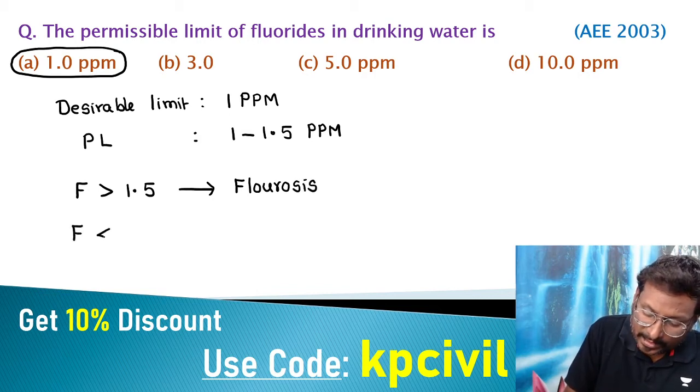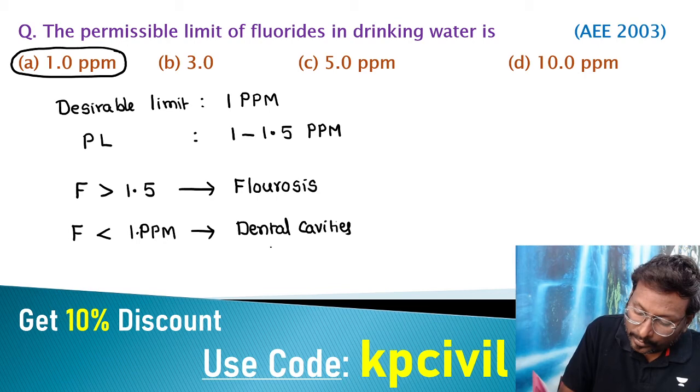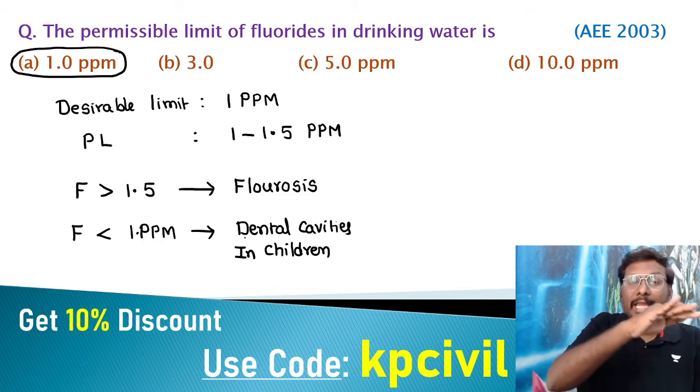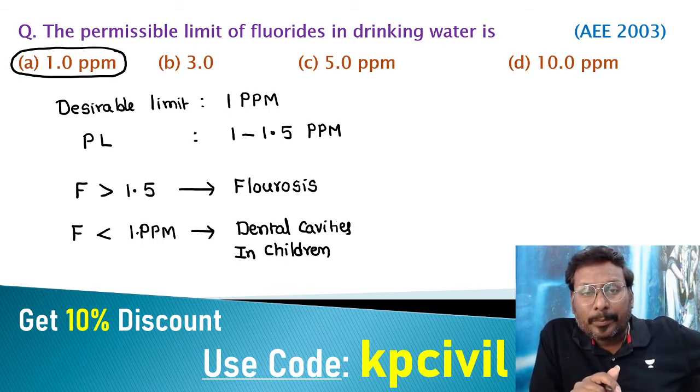Fluoride concentration less than 1 ppm causes dental cavities in children. So we must take care about fluoride quantity. It must not be higher, and it must not be lower. It must be maintained properly. Desirable limit 1 ppm, permissible limit 1 to 1.5 ppm.